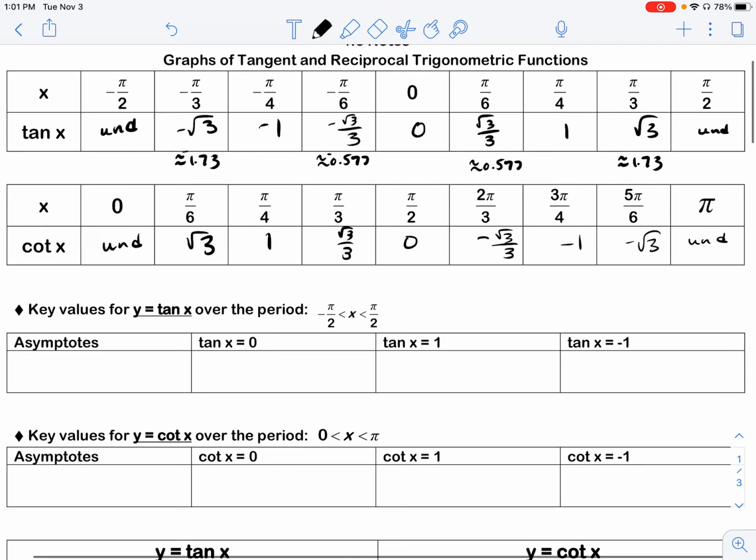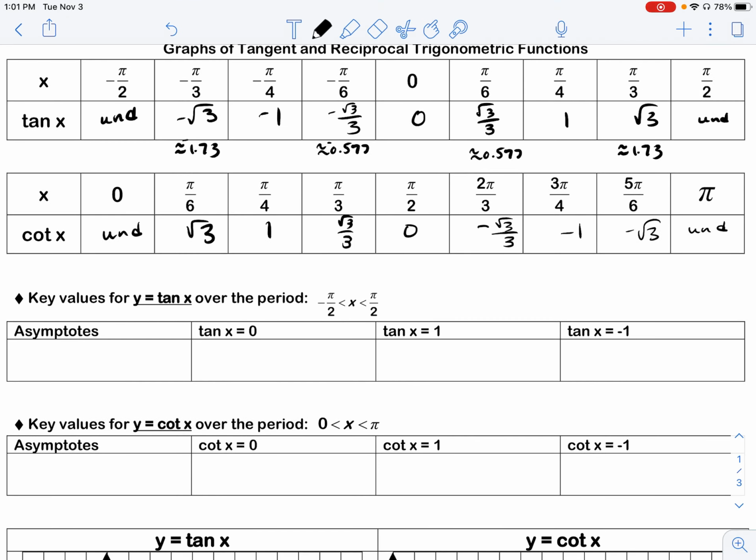Now that we have a couple of values for tangent, we have what we need to start graphing. Let's categorize a couple of our unique values. First off, where do we have vertical asymptotes? Well, that's effectively asking where is our tangent function undefined? We notice here we have undefined values at x equal to negative pi over 2 and pi over 2. We see that tangent of x is equal to 0 at x equal to 0. Tangent of x is equal to 1 at x equal to pi over 4, and negative 1 at negative pi over 4.